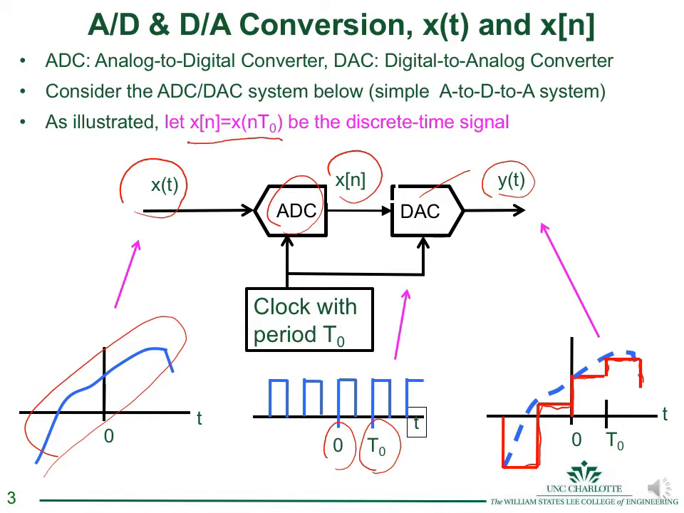Finally, our definition of x of n is the continuous time signal evaluated at multiples of the clock period t0. And so in our notation, the continuous time signal will be some function with parentheses or rounded brackets indicating a continuous time variable, and the square brackets indicating discrete time, where the argument is an integer n.